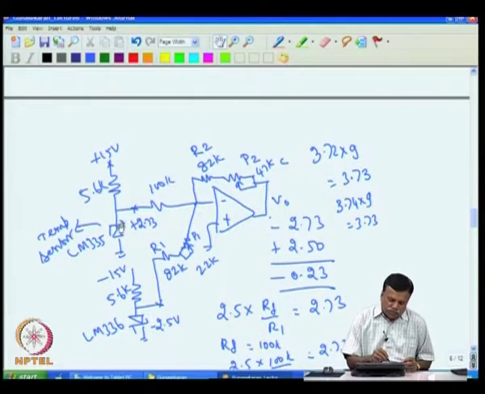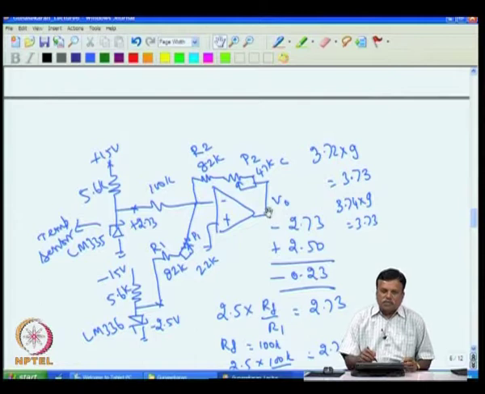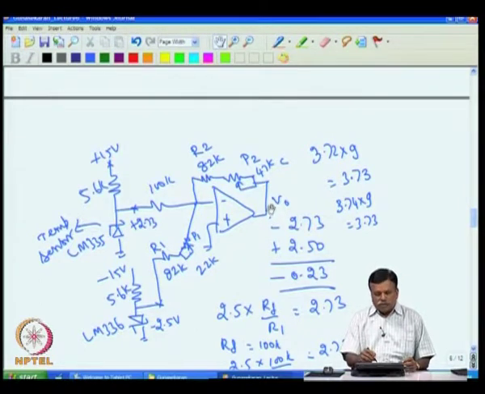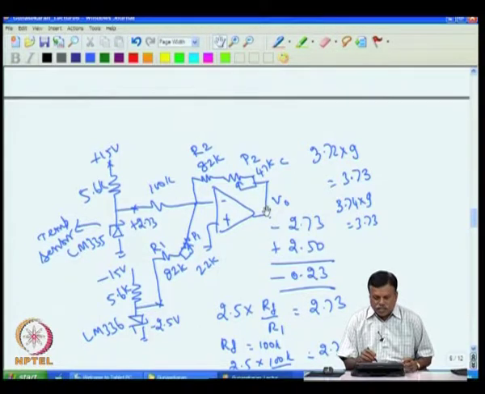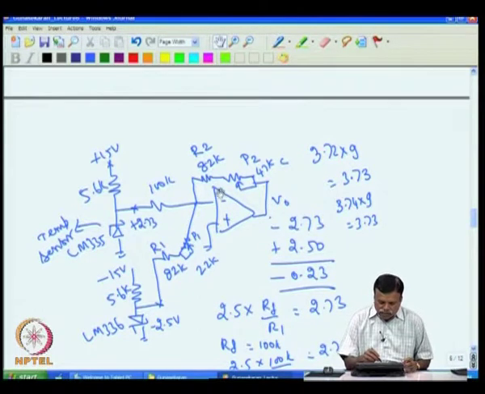So, even though the temperature of this is not changing, the output voltage will change, and that will appear to be a temperature change, and that is a significant error. One has to look into this. Then if you look at the operational amplifier by itself, the operational amplifier has an offset voltage.